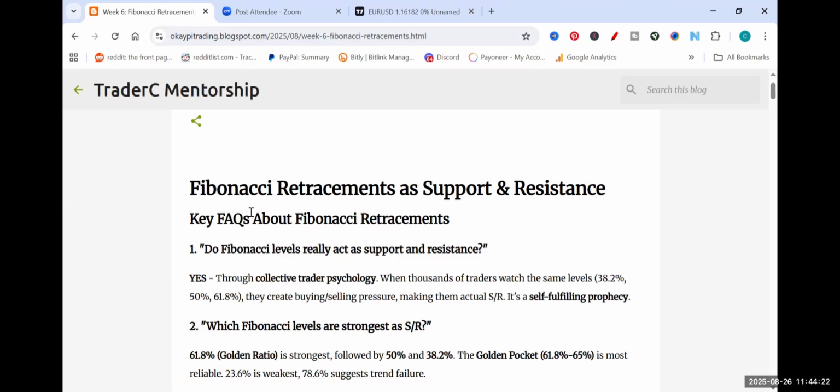There are some questions I normally get personally when it comes to Fibonacci retracement. Do Fibonacci levels really act as support and resistance? Yes. Through collective trader psychology, when thousands of traders watch the same levels, especially the 38.2%, the 50%, 61.8%, they create buying and selling pressure. Remember, supply and demand. Buying and selling pressure is what we call supply and demand, making them actual support and resistance levels. It is a self-fulfilling prophecy.